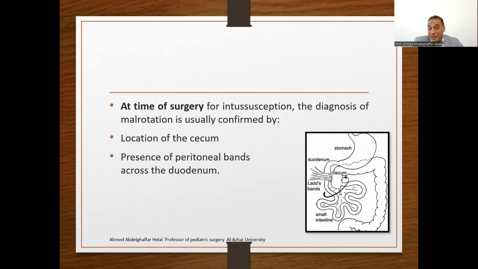At the time of surgery for intussusception, the diagnosis of malrotation is usually confirmed by the location of the cecum and the presence of the peritoneal bands or Ladd's bands across the duodenum. But the problem here is that almost all cases of intussusception are managed with non-surgical reduction, hydrostatic reduction. So in Waugh syndrome, you will manage the baby with hydrostatic reduction, so the malrotation will not be diagnosed. You will manage this child.